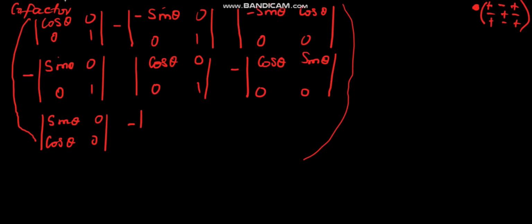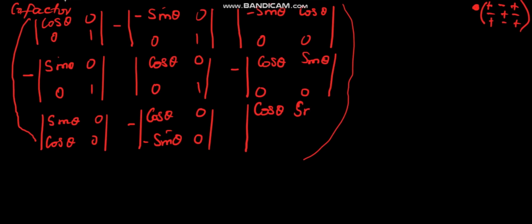This here is going to be negative, then the 2 by 2 matrix that we have there is cos theta, 0, negative sine theta, and a 0 there, we close like this. Then the next one is going to be positive here, which is basically cos theta, sine theta, like this, then we have negative sine theta and cos theta this side, we close them like that.